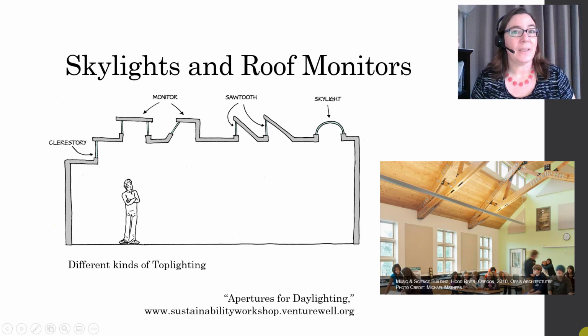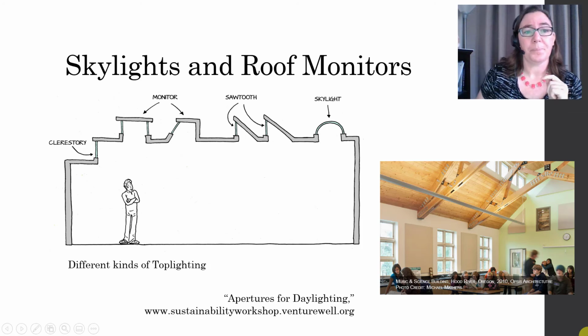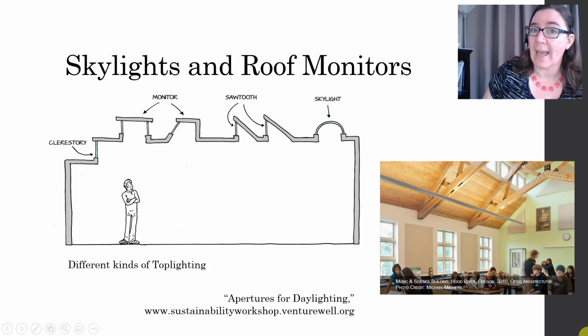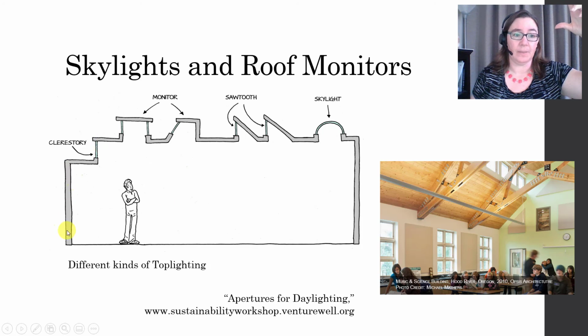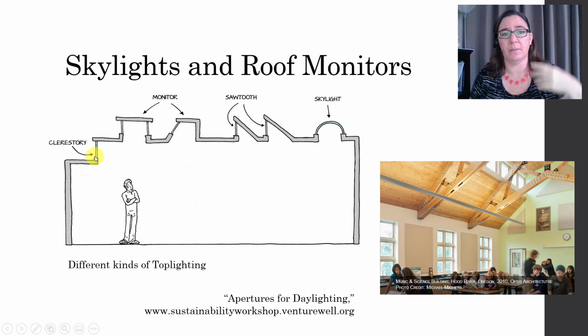One last note here, we just talked about skylights and roof monitors. Ooh, what are those? Here's an example of some of the different vocabulary you might need when designing your daylighting. And the first one is a clerestory. A clerestory is typically a window high up in the wall section. So you can see that this is part of the wall. This one happens to be inset slightly.